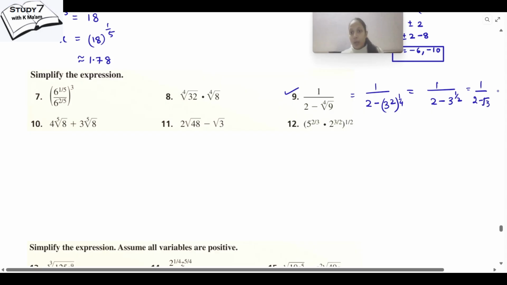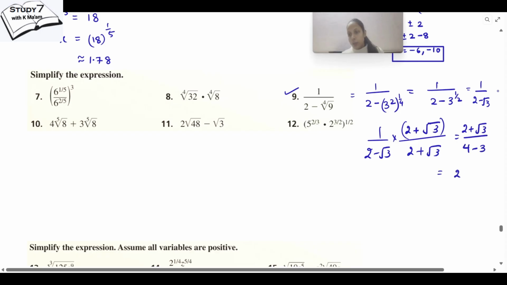Rationalize it. How to rationalize? Multiply and divide by the term with the sign changed. So I multiply by this term, and I divide by this term. For what? 1 over 2 minus root 3. If you simplify, you will get this. 4 minus 3 is 1. So 2 plus root 3 is the answer.